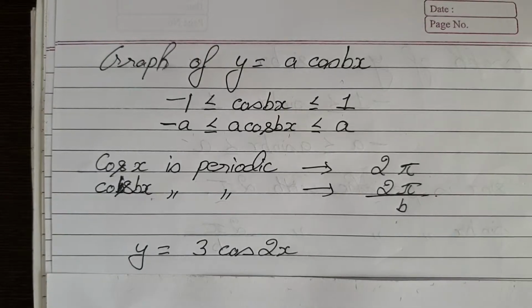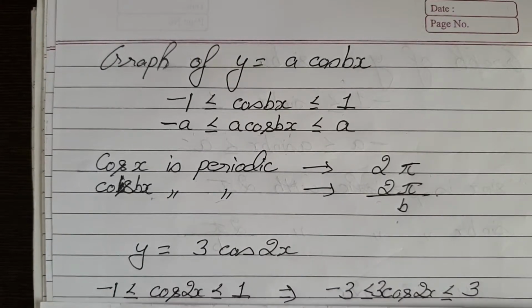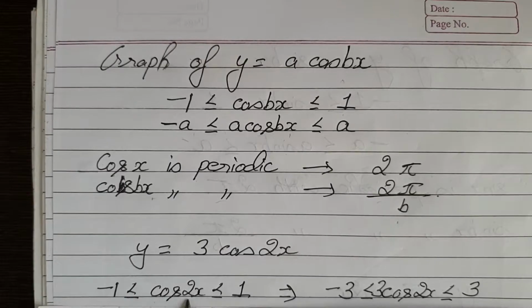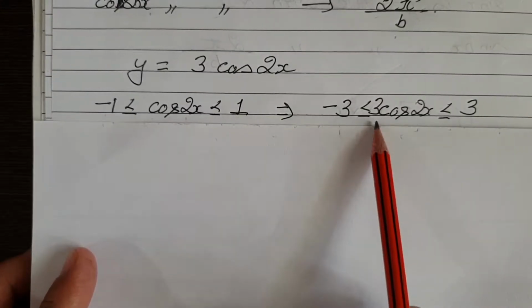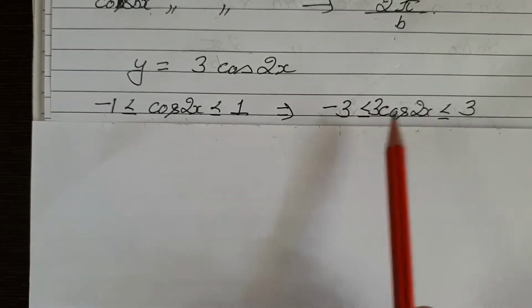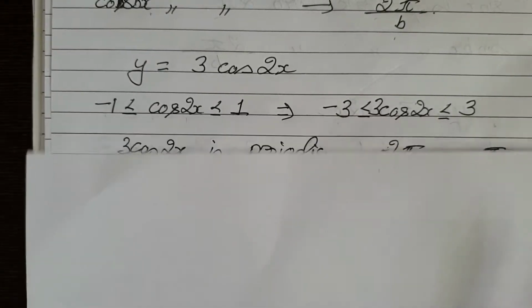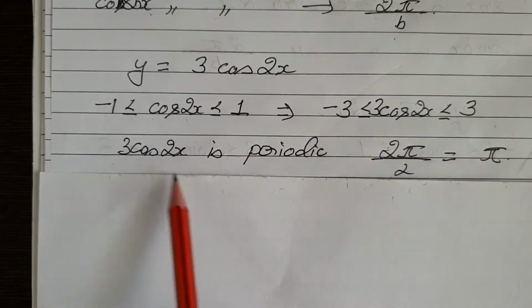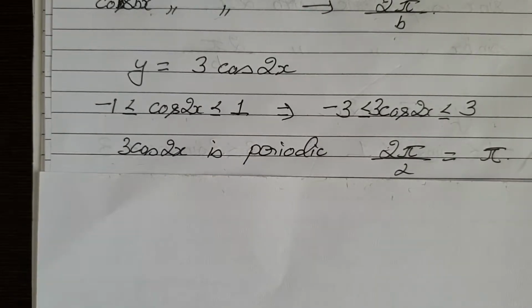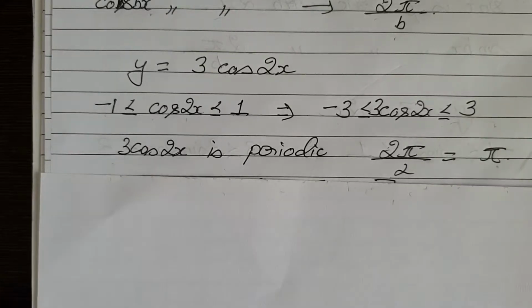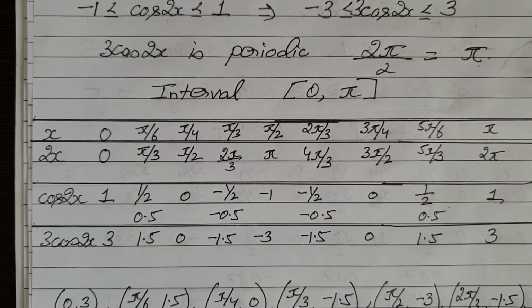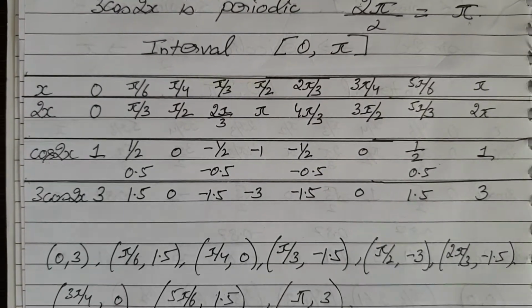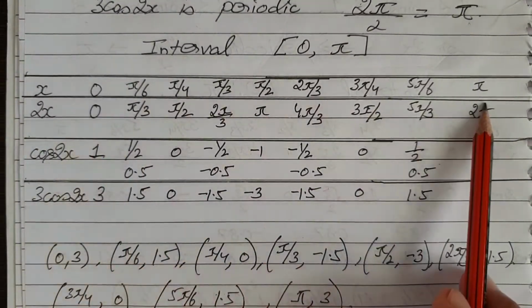Now we have to draw the graph of, suppose, y equals 3 cos 2x. Again the same thing: cos 2x lies between minus 1 and 1, and multiplying throughout by 3, 3 cos 2x lies from minus 3 to 3. 3 cos 2x is periodic in 2 pi by 2, which is pi. So we will be drawing it in the interval of 0 to pi.